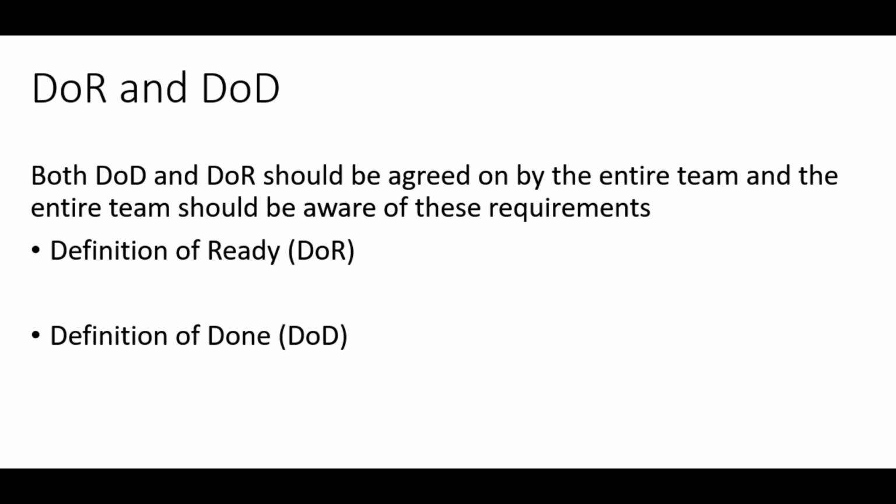Definition of ready, also referred to as DOR, includes items that a user story should have before it can be picked up and worked on. Common DOR items are: the story has a clear title. The story has a complete list of acceptance criteria. The story has a description which is clear to the team. The story is estimated. The story is linked to the proper epic.